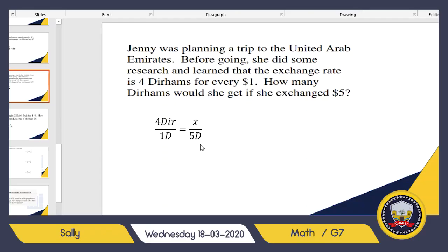So I will just go for cross multiplication. 4 times 5 over 1. 4 times 5 is 20 over 1 is 20. So the answer will be 20. Let's take another example.